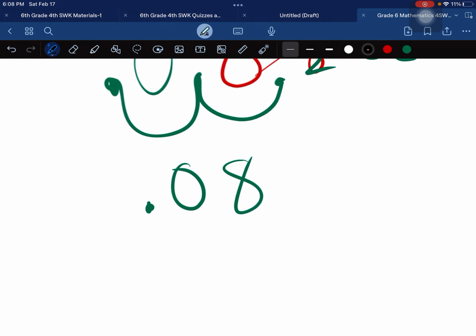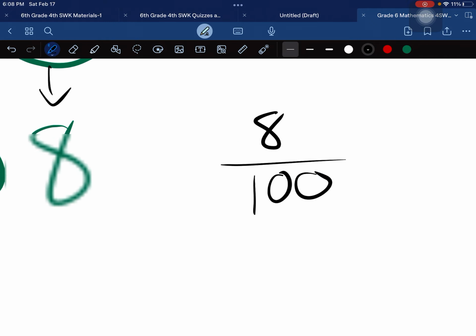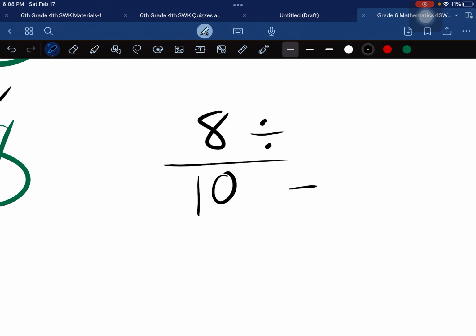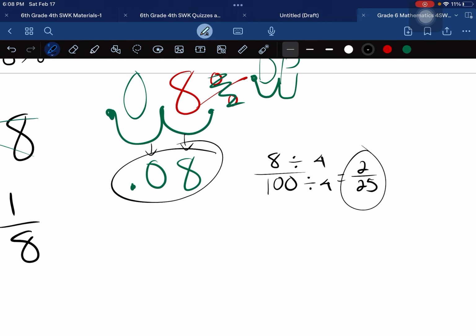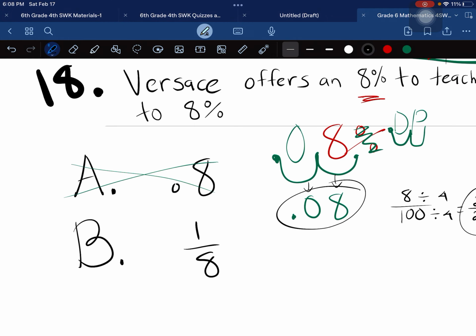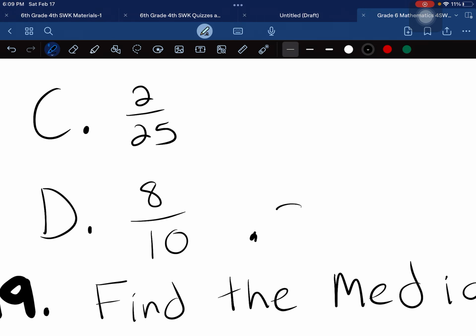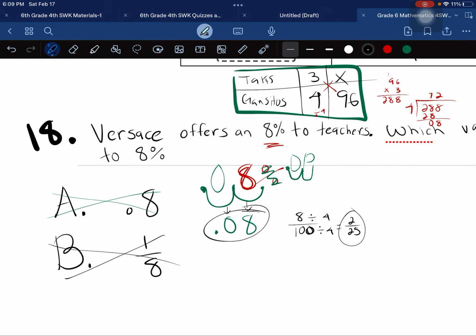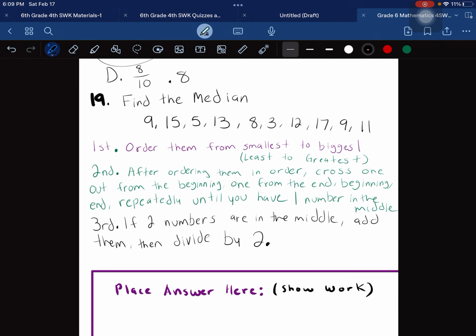Now, 0.08, how do you say it correctly? Well, that's going to be 8. This is tens, and this is hundreds. So hundreds. When you simplify, dividing both of these by 4, you're going to get 2/25. So these are the two answers you should be looking for. Now, that's not the fraction I see here, so that's not true. 8/10, that's 0.8. And once again, we're looking for 0.08 and 2/25. It is there. Perfecto.